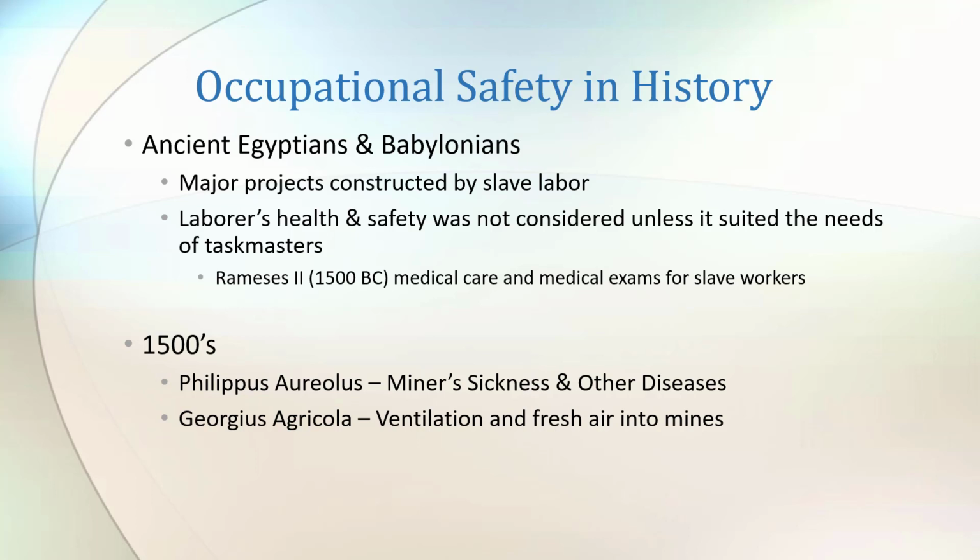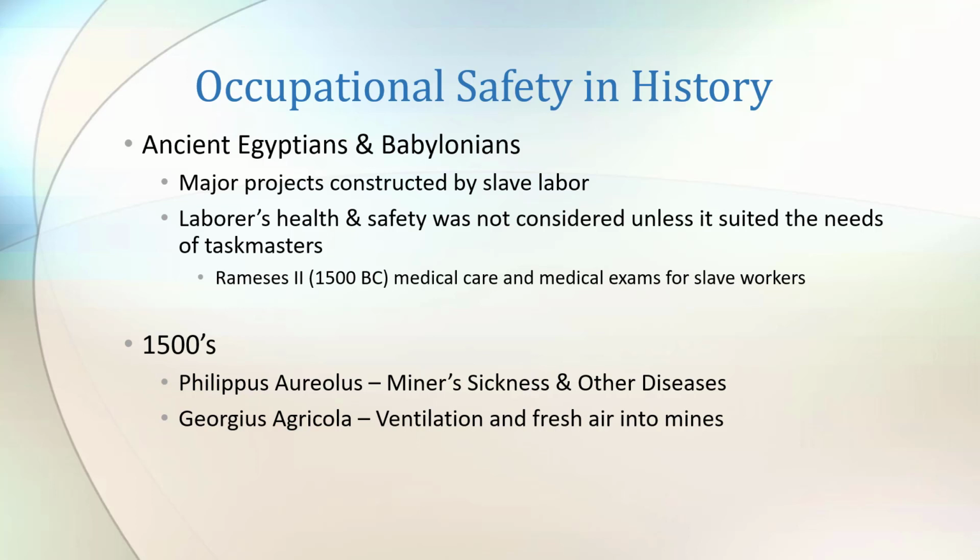But in Egypt, they had laborers' health and safety. It wasn't considered until it was needed. But the Egyptians identified that if they gave their slave workers medical exams and medical care, they actually worked longer before they had to be replaced. The Egyptians also identified that if you fed them better and housed them better, even though they were slave workers, they still would perform better. They'd work harder and they'd work longer before needing to be replaced due to an injury or an illness.